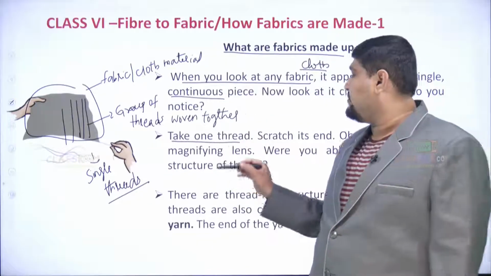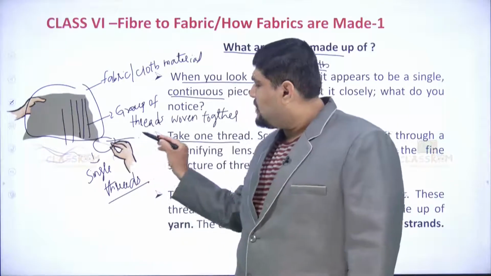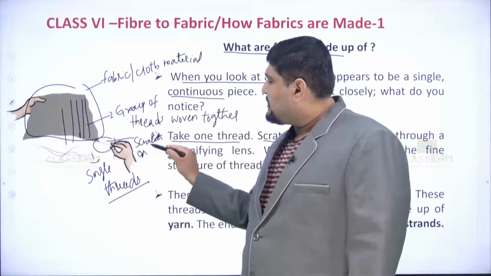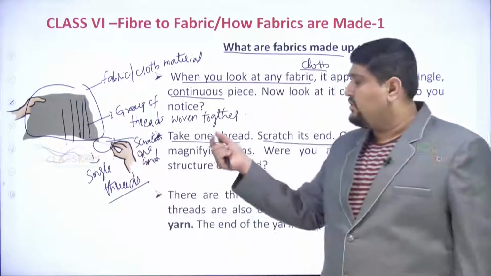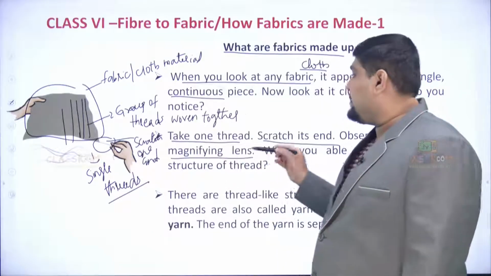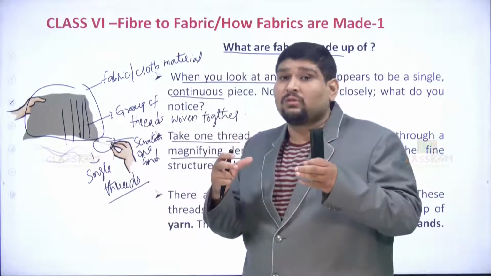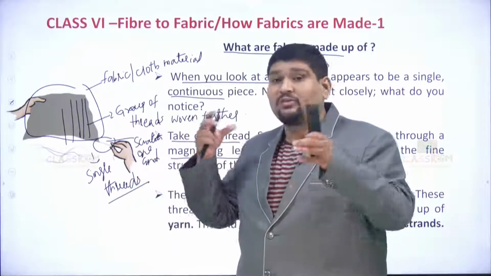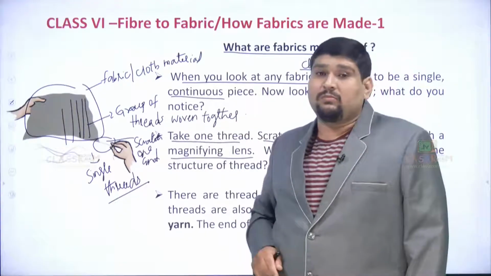So each single thread. When you are trying to scratch its end, try to go from one end. Can you see? Now try to pull or scratch one end of the fiber. Scratch one end of the fabric cloth which you take, and just try to scratch it. Once you start scratching it, observe through your magnifying lens, because you can't see it very clearly. They are so minute, and the single threads are grouped together to give you a particular group of fabric cloth material.